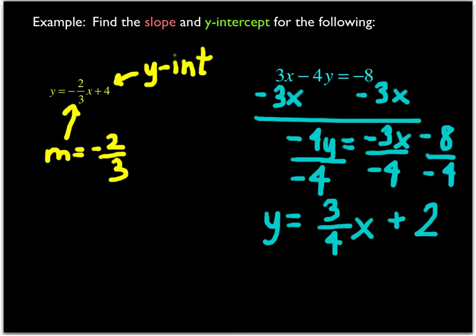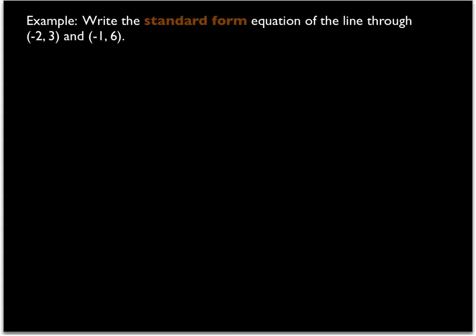So that's why we spent time earlier this year trying to solve for particular variables, because that will help us out in a situation. Alright, now here's another tough one. Standard form equation of the line through those 2 points. This is one of the tougher type of problems we'll have in this whole unit. So let's see if we can figure out what to do here.